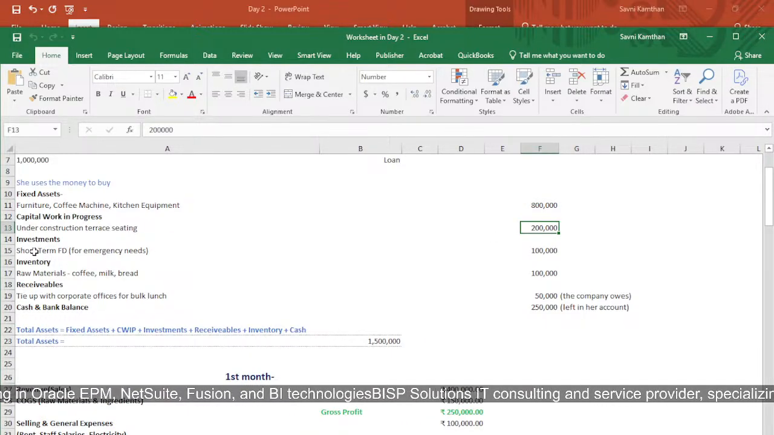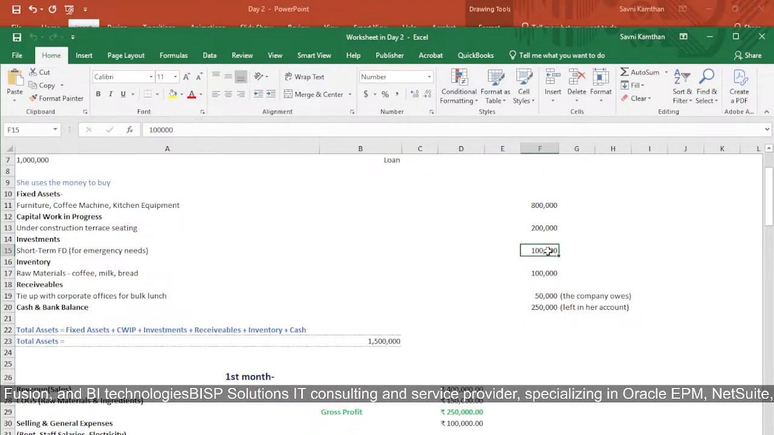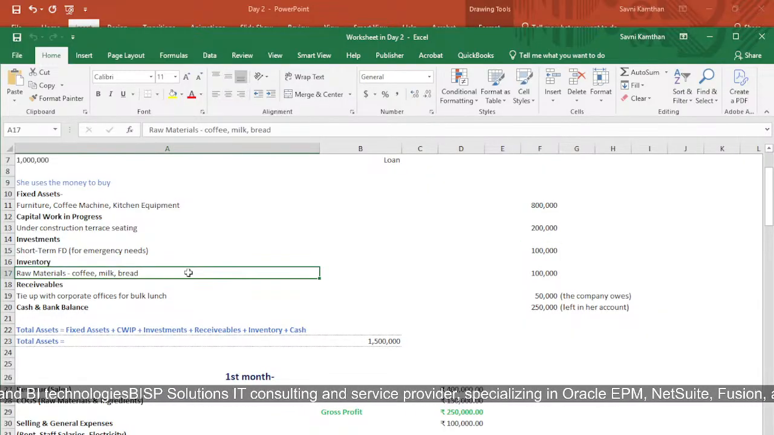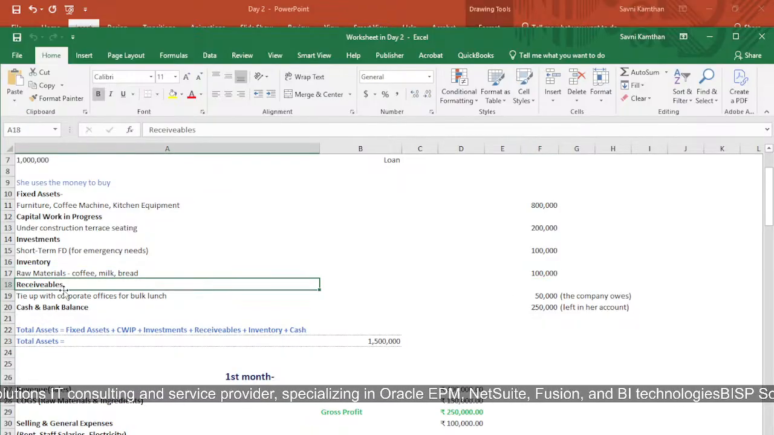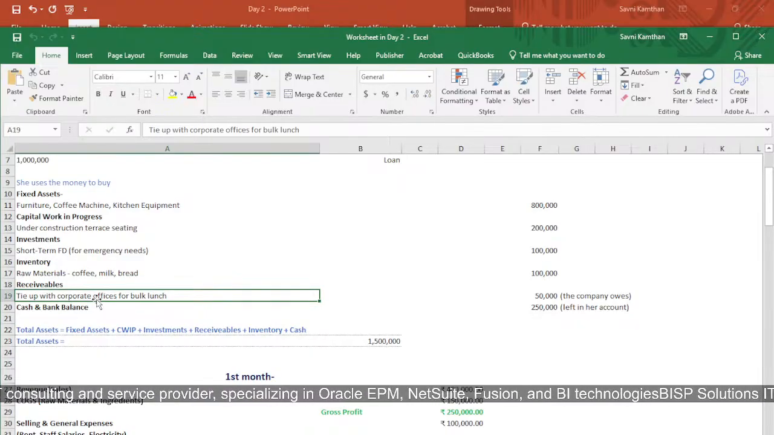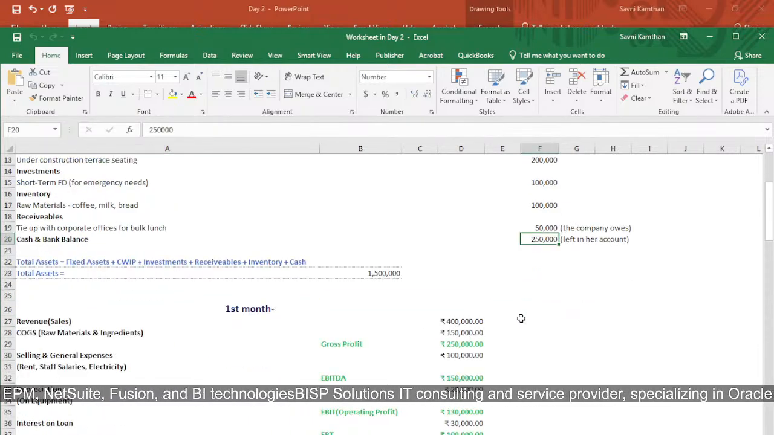Investments, where she has invested in a short term FD for emergency need if there is any. She had made an FD of 1 lakh rupees. Inventory, where raw materials like coffee, milk, bread are there, is around 1 lakh rupees. And receivables, where she has tied up with corporate offices for bulk lunch delivery, so they owe her 50,000 rupees, and the rest of the money left in her account was 2,50,000.